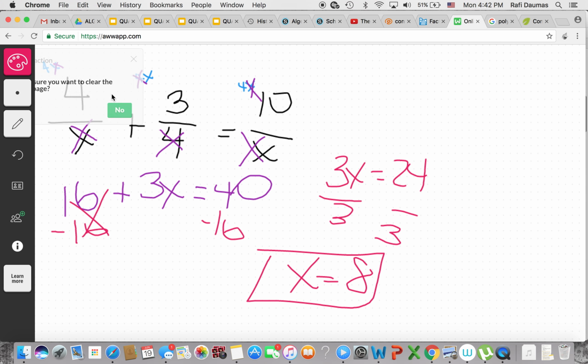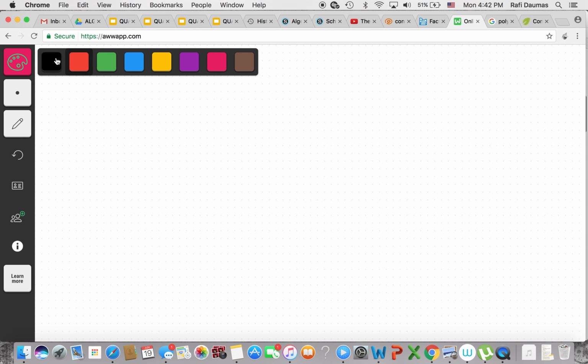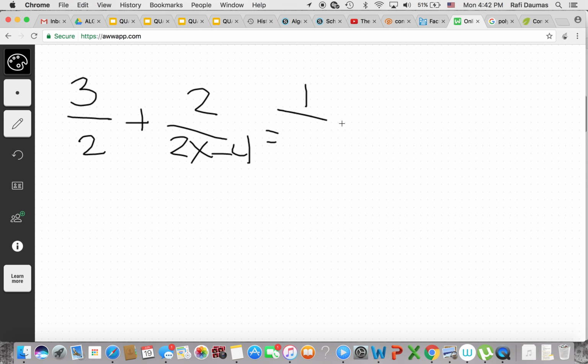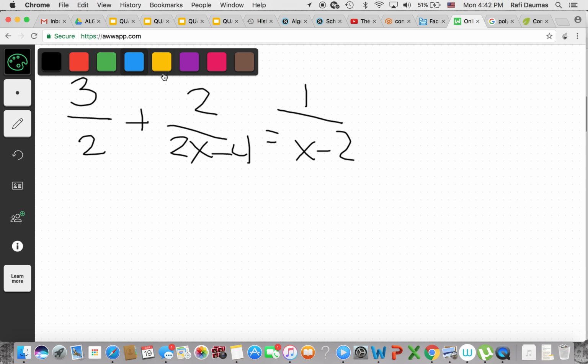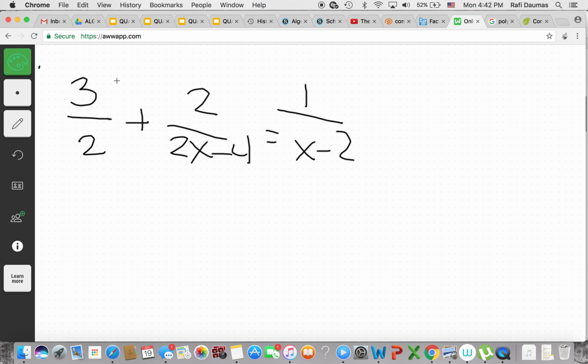Alright, let's see another example, a bit more complicated this time. Let's see. 3 over 2 plus 2 over 2x minus 4 is equal to 1 over x minus 2. Alright, this one has one more step that we need to go through. Here we can factor that. So we take out a 2, and we're left with x minus 2.